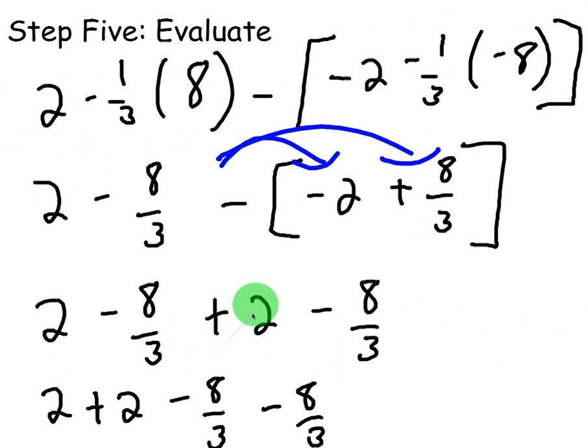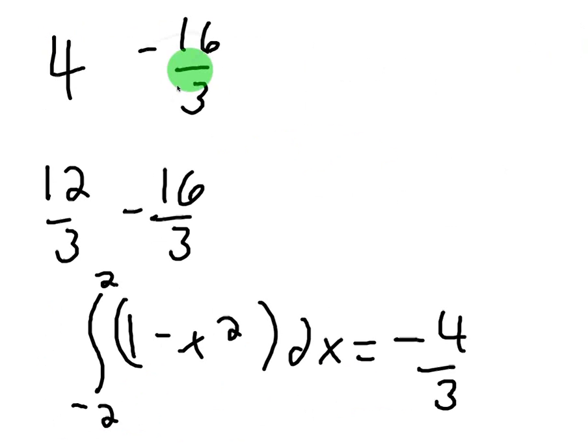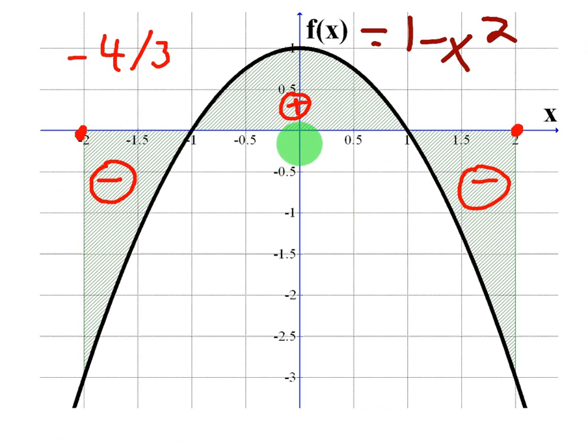So now we can group our 2's together. So it's going to be 2 plus 2. I'm going to group those. And then it's going to be minus 8/3 minus 8/3. So the question is, what is that? Well, that's the same as 4 minus, give me a second here, it should be 4 minus 16/3. Okay, well, 4 is the same as 12/3. 12/3 minus 16/3 is, voila, -4/3.